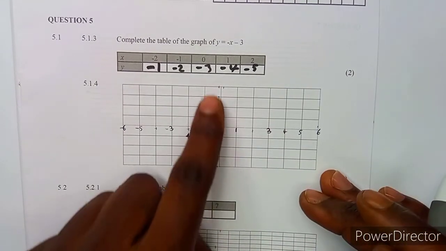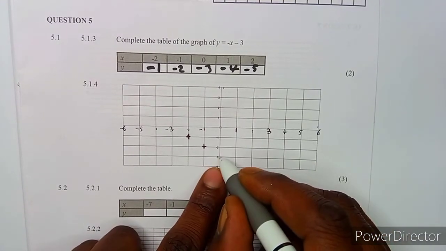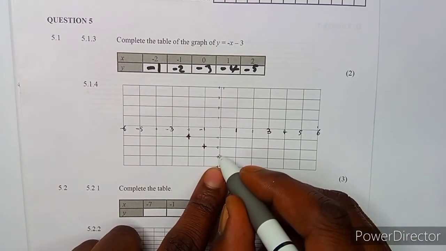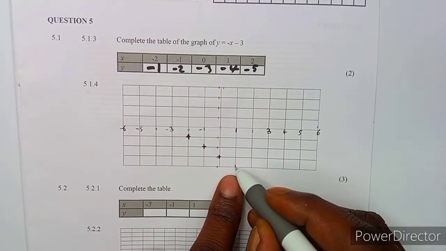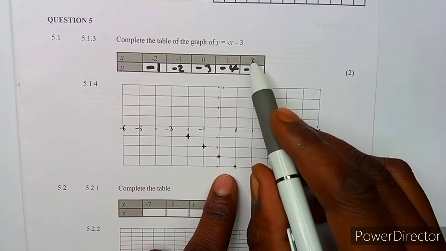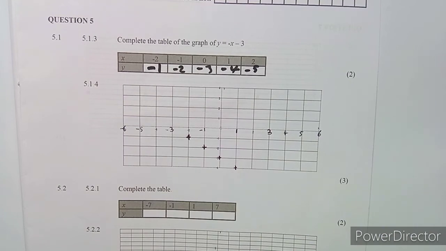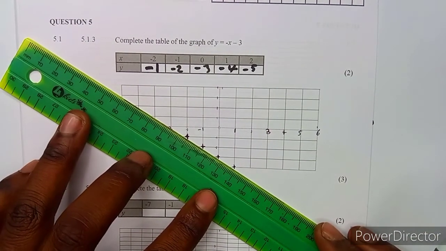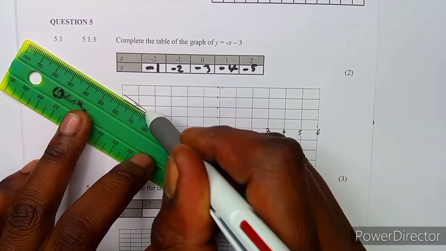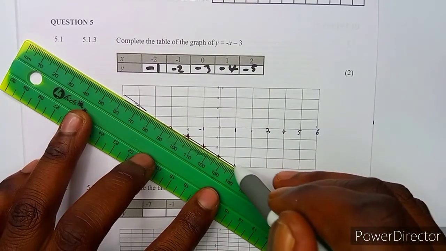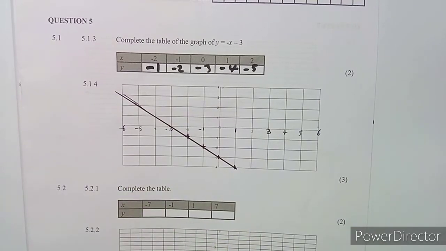Then 0 and minus 3. When x is 0, it's minus 3. You mark a point at 0 and minus 3. Then 1 and minus 4, you mark a point again. Then 2 and minus 5, I don't know where they wanted us to mark because it's not there. So actually that's it, but now you can just join the points. You must produce a straight line like this. All right, so that is the straight line that you are supposed to have there.